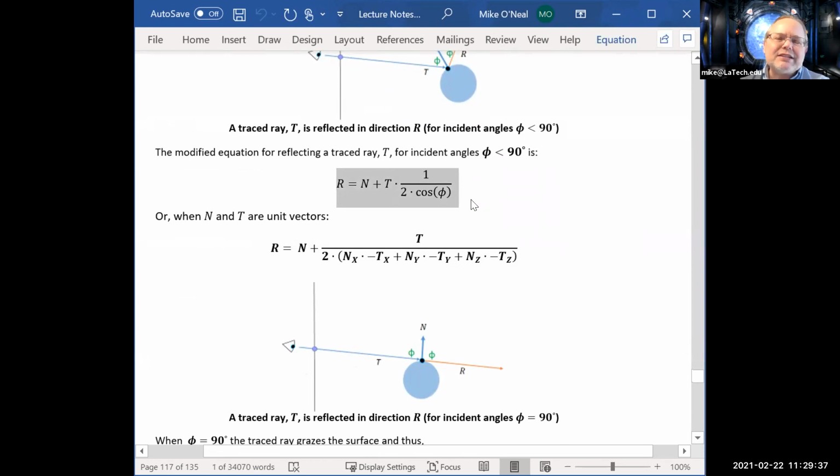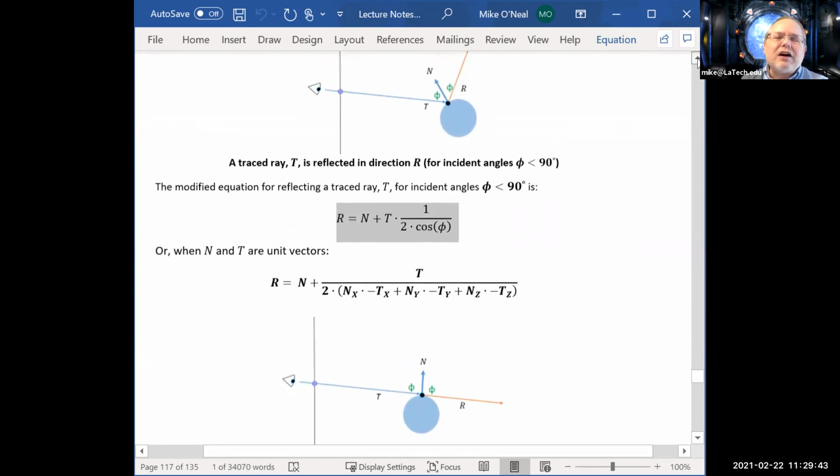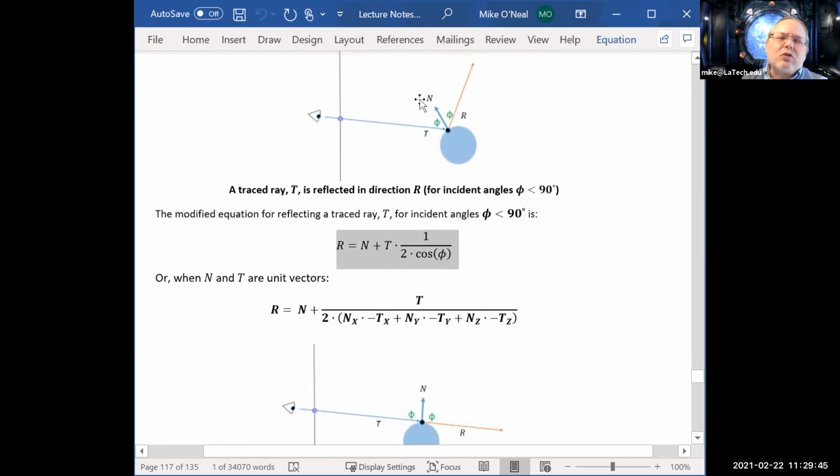R equals n plus T times 1 over 2 times the cosine of phi. And remember, the cosine of phi was the dot product of the surface normal and the lighting vector. But now this is the opposite of the lighting vector, and that's why you have these little minuses in front of your T's, because I had to flip it mathematically, because it's coming in rather than going out. Okay?